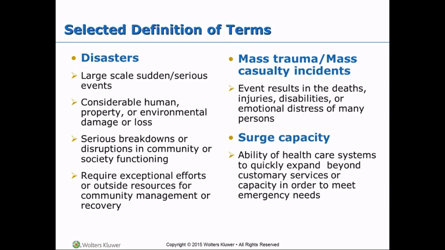National preparedness plans in the United States rely on surge capacity to meet the healthcare needs during a disaster. Surge capacity is the ability of healthcare systems to quickly expand beyond customary services or capacity in order to meet emergency needs. Nurses in all settings must be prepared to encounter emergencies or disasters in their communities and are required to report to hospital systems and other health areas in order to meet the needs of the surge capacity.